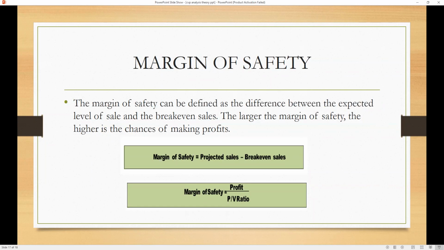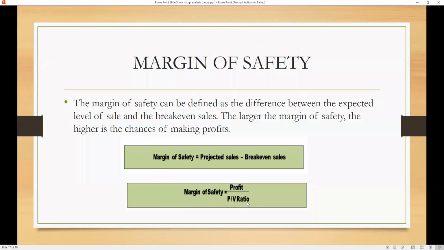So am I in the safety zone? Projected sales is 15, break-even sales is 10. Yes, your projected sales is more than your break-even. That means you are making more profits. The other formula to calculate margin of safety is profit divided by PV ratio.